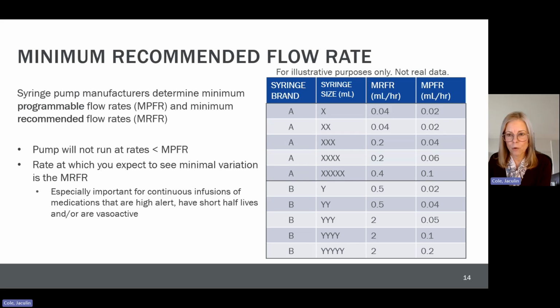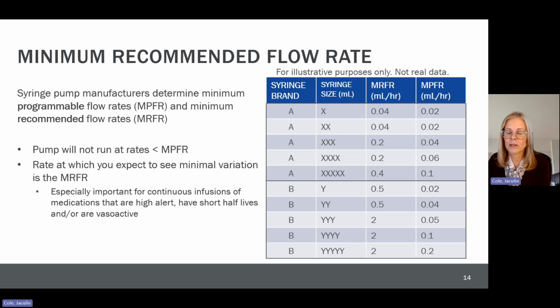So how do you know what the minimal programmable and minimal recommended flow rates are for a syringe pump and for the various brands of syringes and sizes? They should be listed in the syringe pump operator's manual, and you should always refer to your operator's manual for these specifications. And if you're wondering where to find a copy of your operator's manual, you could probably check with Biomed and or your syringe pump manufacturer.